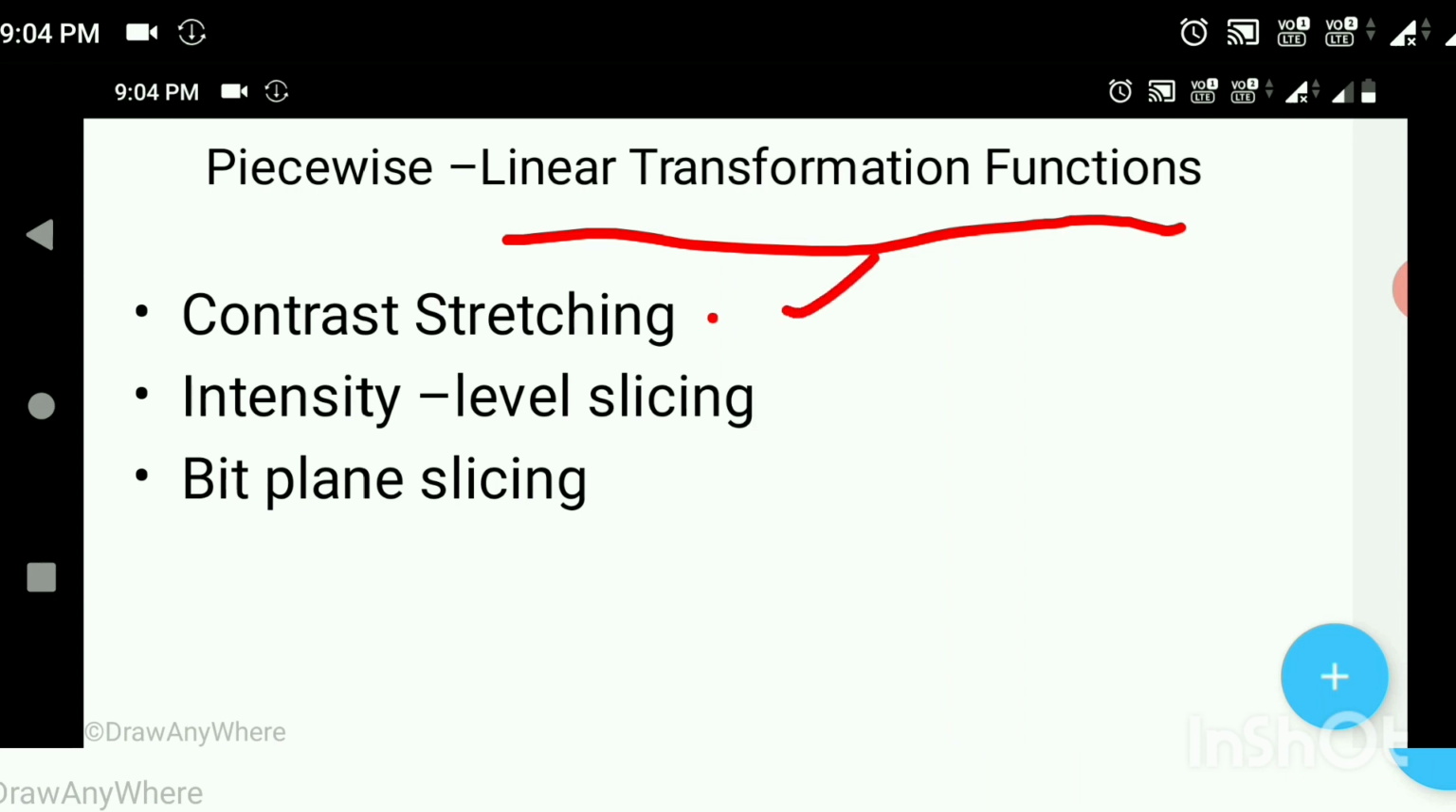Now let us see contrast stretching. We have three functions here. One is contrast stretching, then intensity level slicing and bit plane slicing. Now let us see contrast stretching.